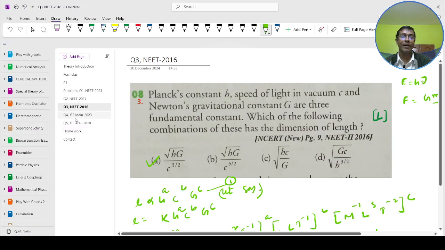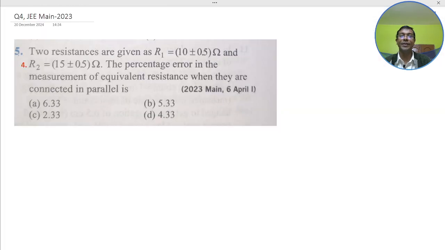Next one, coming in JEE Main 2023, is saying that two resistances are given as R1 10 plus minus 0.5 ohm and R2 15 plus minus 0.5 ohm. The percentage error in the measurement of equivalent resistance when they are connected in parallel. So you just know for the parallel, 1 by R equivalent is equal to 1 by R1 plus 1 by R2.